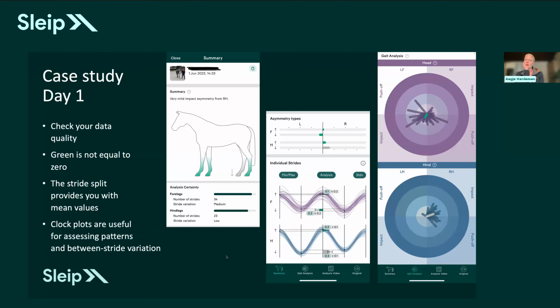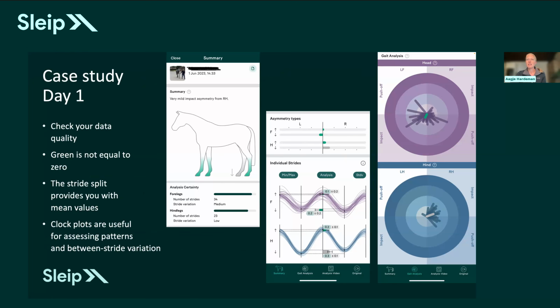Let's go back to our horse. Remember the trot-up that we saw? I just want to go with you through all the plots. We already talked about the analysis certainty. Then you get the asymmetry type, which is a graphical illustration of all asymmetries that are detected. We get the stride split, or the individual strides, and this is where parameters are quantified.